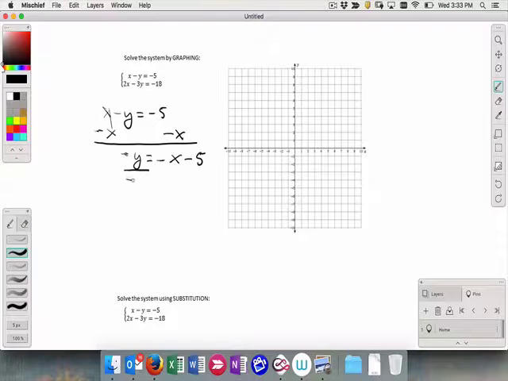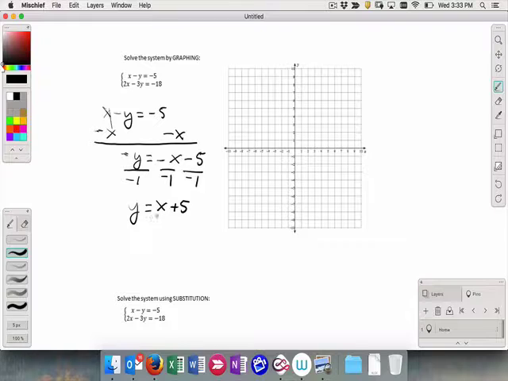So we're going to divide everything by negative 1. And don't forget, you need to divide the whole equation by negative 1. Both terms on this right-hand side. Not just the x, not just the negative 5, but everything. And so what I have here is y equals x minus 5. Or I'm sorry, x plus 5, because a negative divided by a negative is a positive.